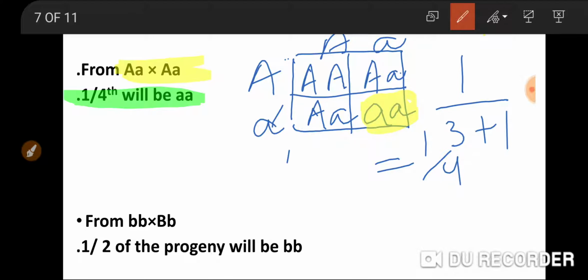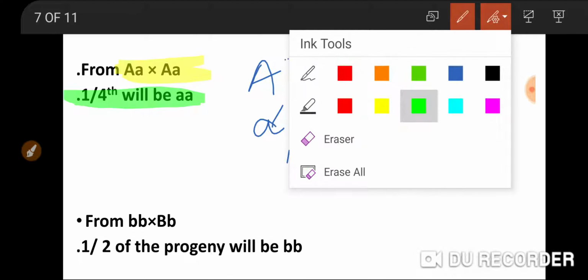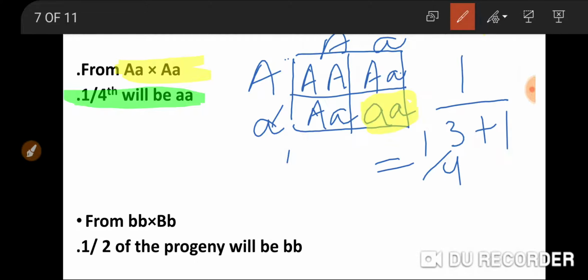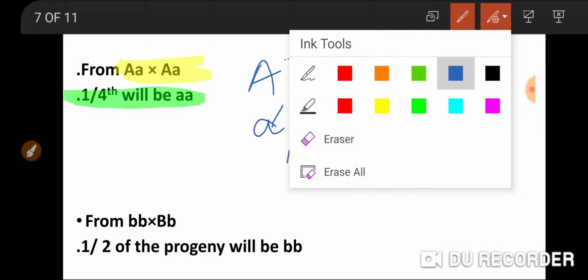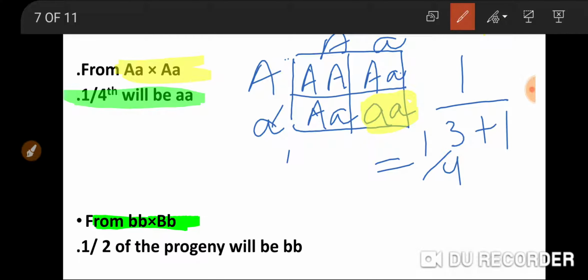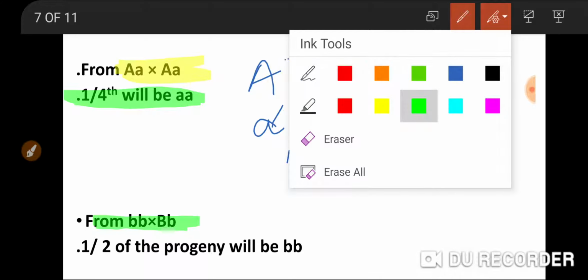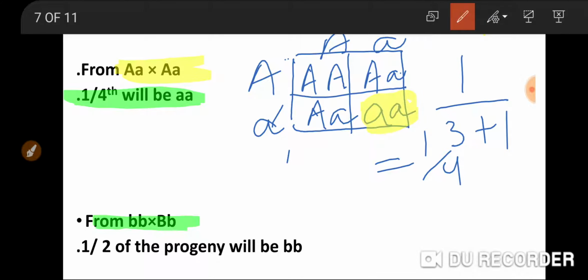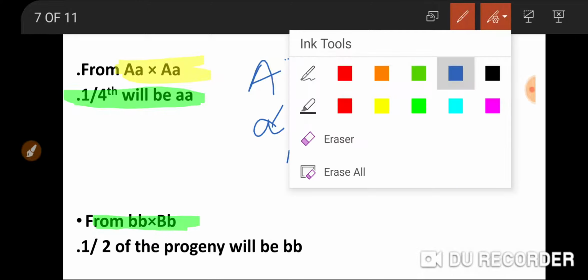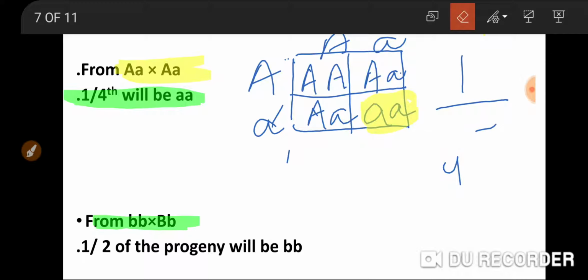Now we will cross the second gene pair. The second gene pair is small b, capital B, small b, and if we cross them, we again have to draw the Punnett square. We will draw the Punnett square here. First we will erase this.